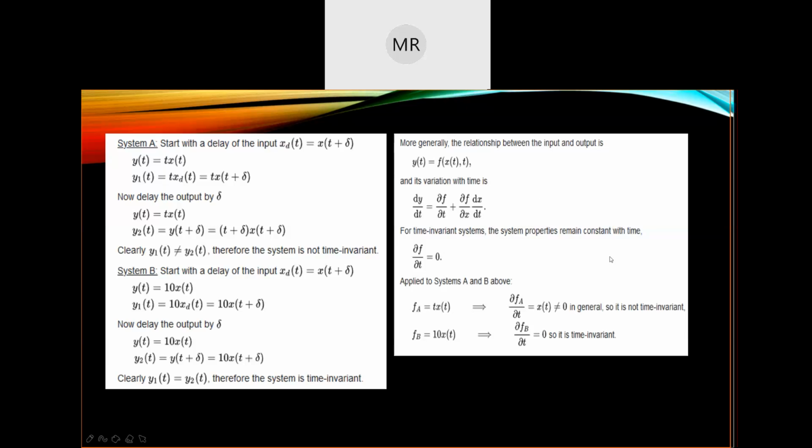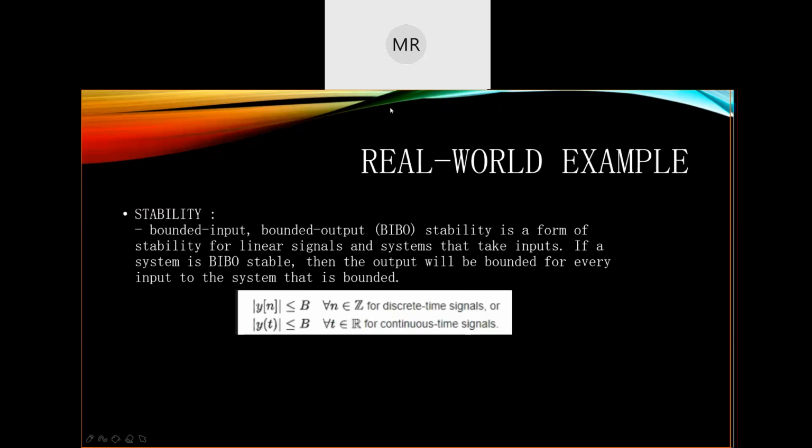Okay, next slide. For the real world example, we start from stability, which is bounded input, bounded output, and we call it BIBO. Stability is a form of stability for linear signals and systems that take inputs. If a system is BIBO stable, then the output will be bounded for every input to the system that is bounded. Below is an example of BIBO for discrete time or continuous time signals.